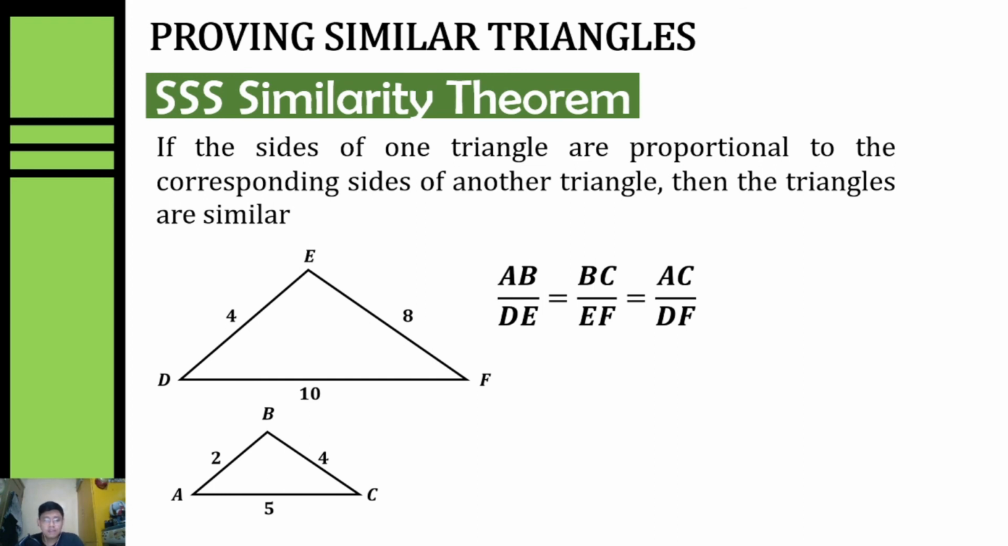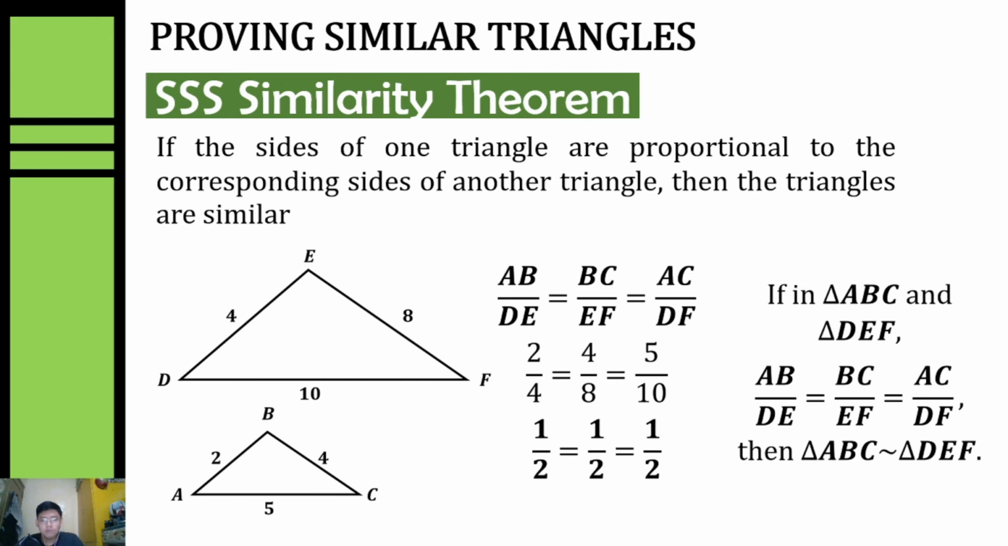Let's substitute the given dimensions of the two triangles to our equation and check if they will be proportional to each other. So we have 2 over 4 is equal to 4 over 8 is equal to 5 over 10. Let's simplify to see if we have equal ratios. So we have 1/2 is equal to 1/2 is equal to 1/2. Since it's satisfied that they are proportional to each other, we can conclude that triangle ABC is similar to triangle DEF.